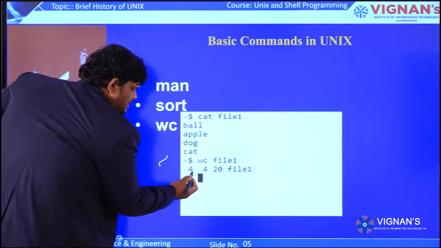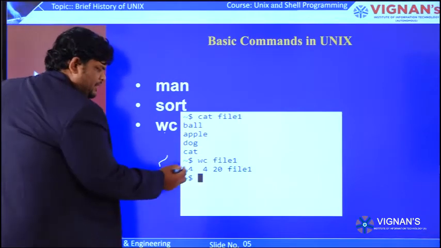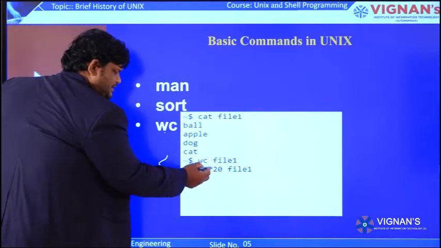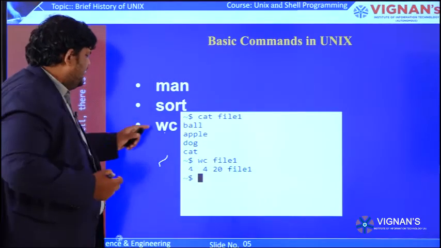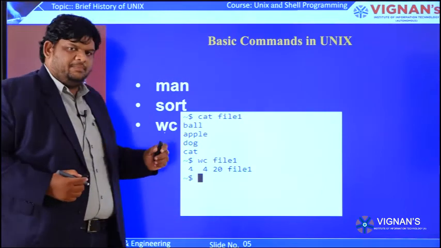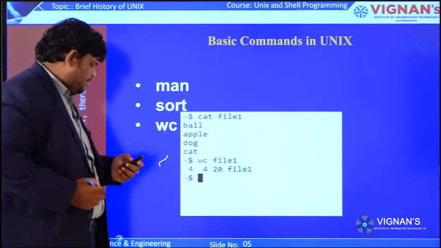If you see here, 4 means the number of lines. 1, 2, 3, 4 lines are there. Number of words: 1, 2, 3, 4 words are there. Number of characters, like that. So with the help of the wc command, if you want to know the number of lines, number of words, number of characters, we can use the wc command.